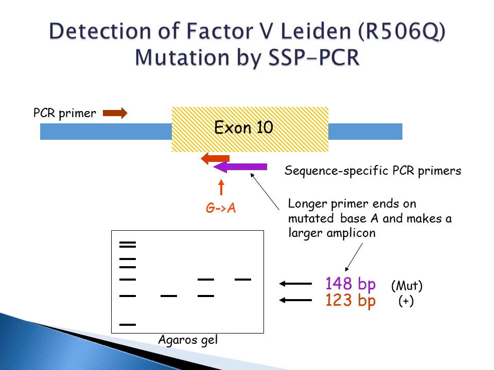In this example, we have a mutation detection for factor 5 Leiden using the SSP PCR methodology. So again, you're looking at the gene on exon 10, and you have sequence-specific PCR primers. So you have one primer that has a longer end, which has your mutation, and it's going to generate a larger amplicon. So if you have the mutation, you're going to get a 148 base pair amplicon. If you do not have the mutation, you're going to end up with a 123 base pair amplicon.